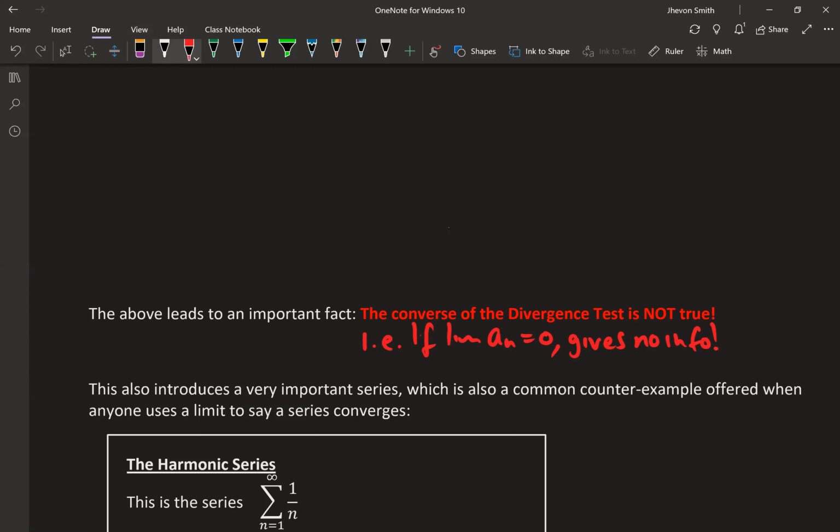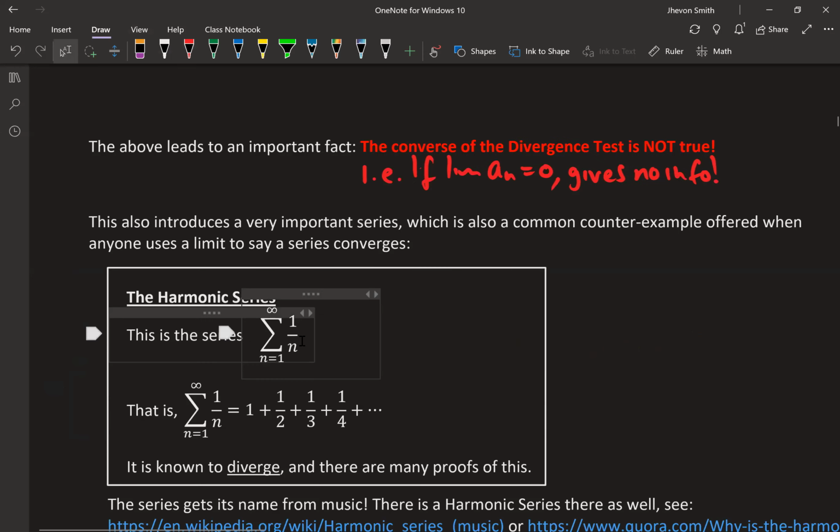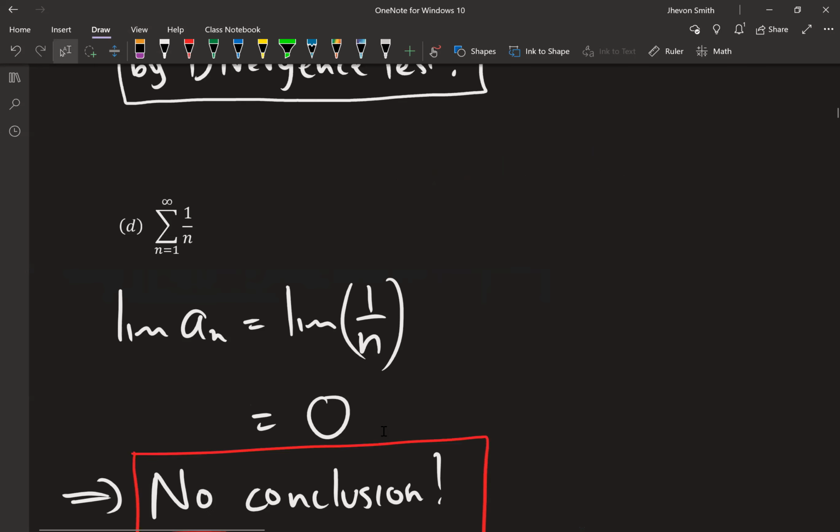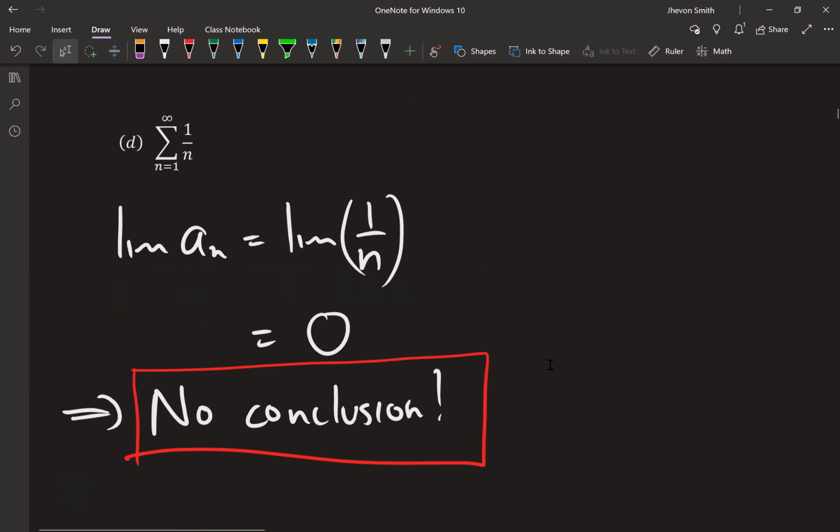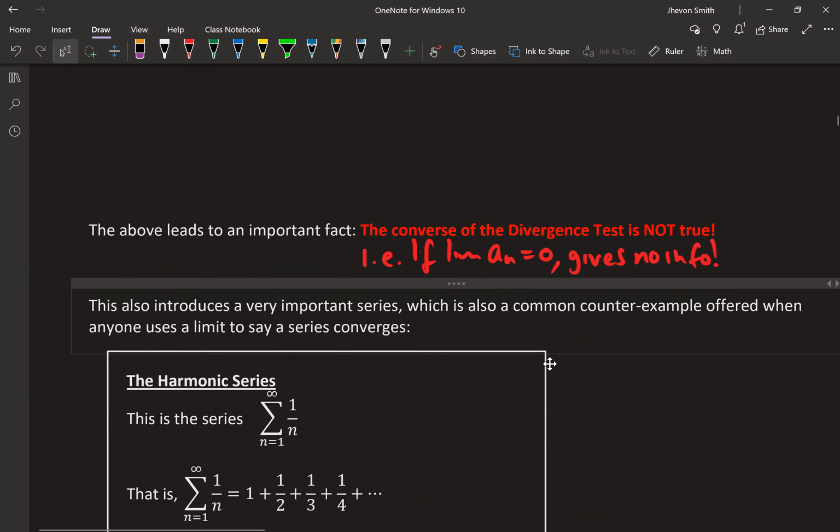So you cannot tell. In fact, this guy here, what I mentioned, is actually a very famous series. The series from 1 to infinity of 1 over n. This is 1 plus a half plus a third plus a fourth. It's known as the harmonic series, and it is known to diverge. This actually diverges for sure. However, the test for divergence doesn't pick it up because just knowing that the limit is 0 does not give you enough information.